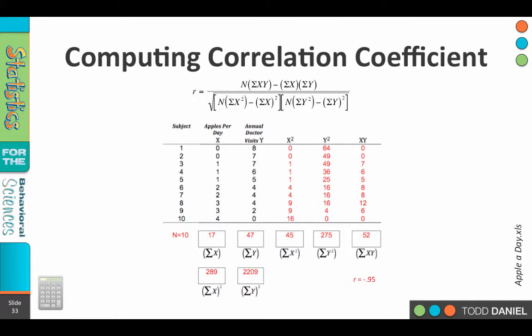What I've given you here, and this is of course also in your notes, are the summations of x, y, x squared, y squared, x times y, and then the x and y values themselves squared. Those values would get plugged into the formula. If you'd like to practice with this, feel free to take those numbers that I've given you, plug them into the formula, and see if you come up with negative 0.95.